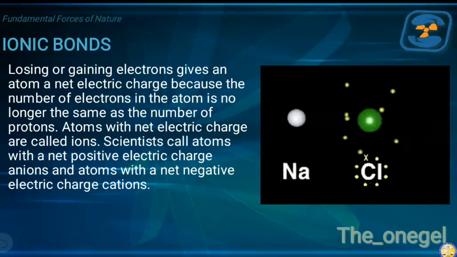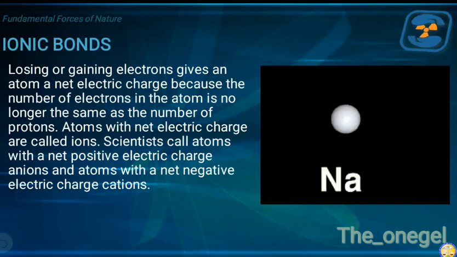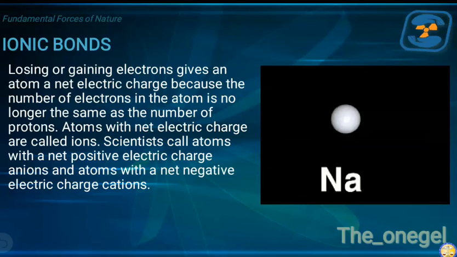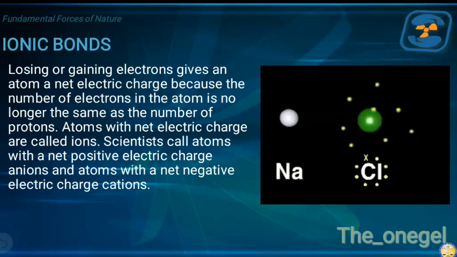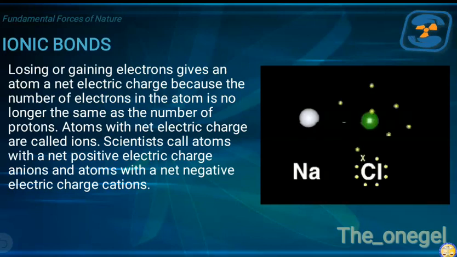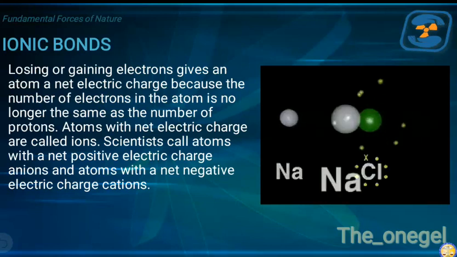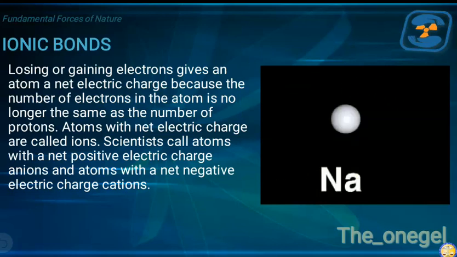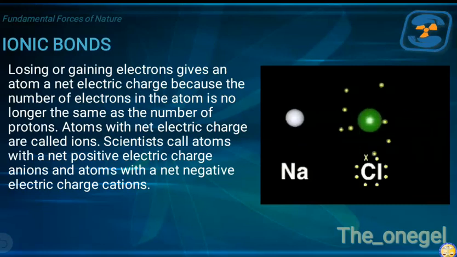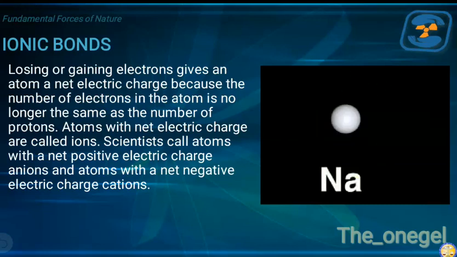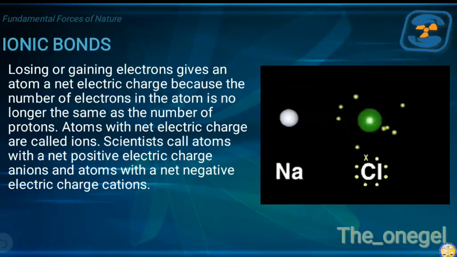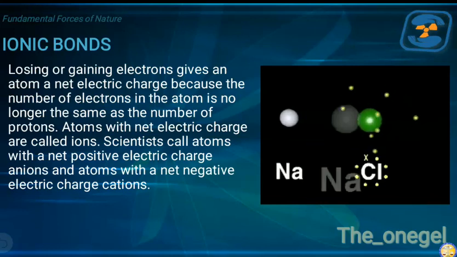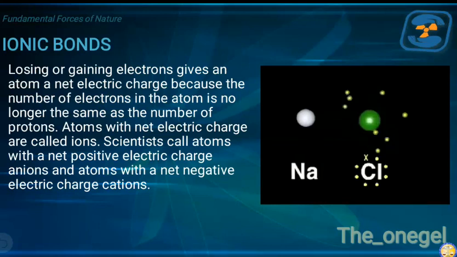So losing or gaining electrons gives an atom a net electric charge because the number of electrons in the atom is no longer the same as the number of protons. So atoms with net electric charge are called ions. Scientists call atoms with a net positive electric charge cations, and atoms with a net negative electric charge anions. So when these cations and anions bond together, they are bonded in a second type of bonding called the ionic bond. So positive and negative, whereas in the covalent, they are both negative.